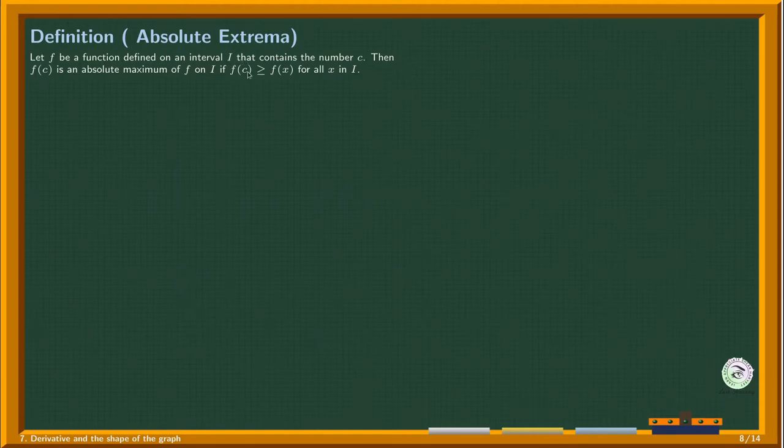If you look at a real life example, think there are several sections of classes taking the same subject, and so this absolute maximum is the student who takes the highest score out of all the classes.